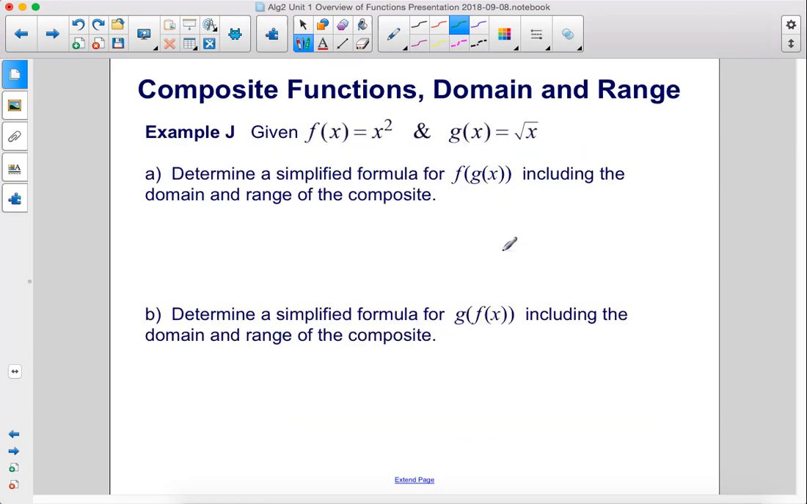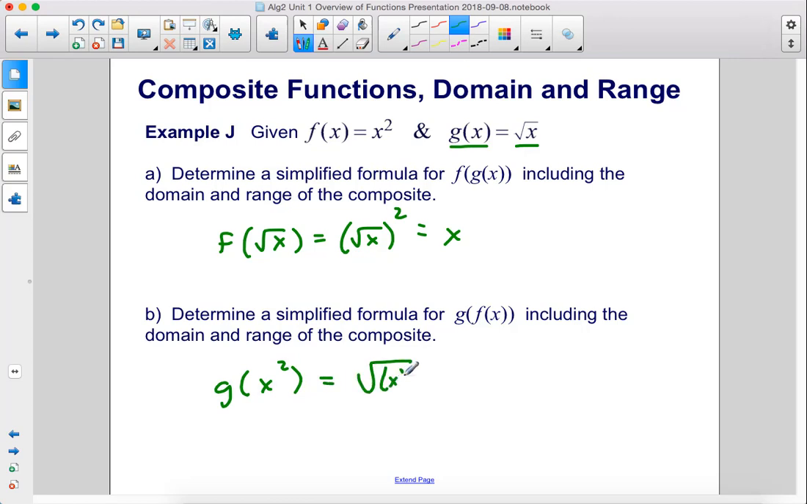Example J. Given f of x equals x squared and g of x equals the square root of x, determine a simplified formula for f of g of x, including the domain and range of the composite. All right, so f of g of x would be f of the square root of x, since g of x equals the square root of x, and that would be the square root of x, squared, or x. For g of f of x, we have g of x squared, and that would be the square root of x squared, or the absolute value of x. On the next slide, we'll go over domain and range for both.